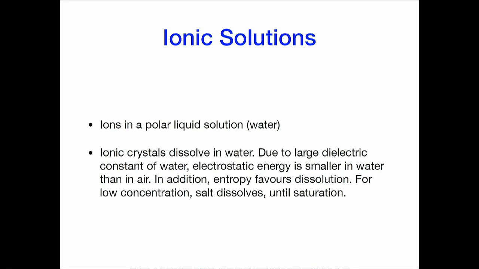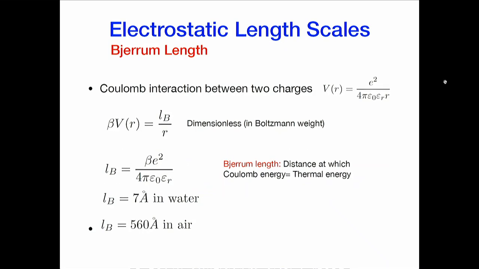The dielectric constant of water is 80, which means that the attraction between Na and Cl in water is 80 times weaker than in the air. So if you put your salt in water, the interaction is decreased 80 times, and therefore the salt will dissolve. Of course, if you put more and more salt, there is saturation at some point, because there is also a balance with entropy. But that's something like that. So there are several electrostatic length scales, which we will see all over.